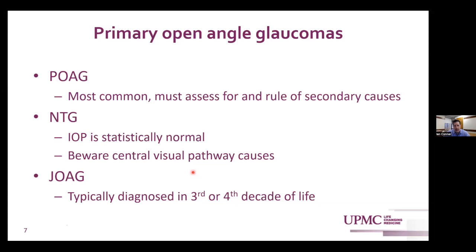And then in juvenile open angle glaucoma, it looks a lot like primary open angle glaucoma. It tends to be more aggressive earlier in life, and these patients are usually diagnosed in their third or fourth decade. This is a congenital anomaly. The eyes look pretty normal, and yet they have very early failure of the trabecular meshwork. And some of these are associated with identified gene abnormalities like the myocilin gene, for example.